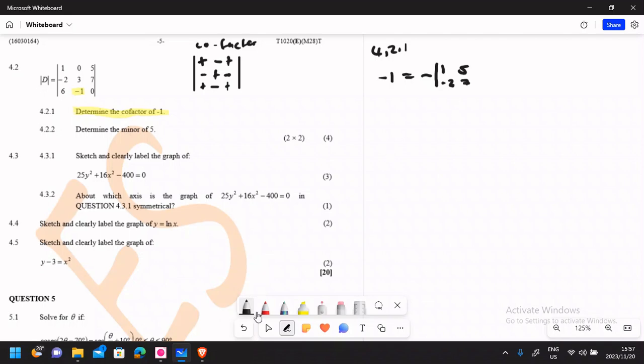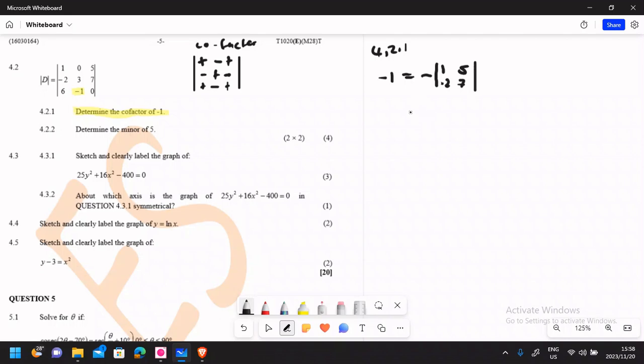I hope you guys can see this. It doesn't look so good, but let's do the 7. Just write it nicely, guys. -2, okay, and 7. There we go.